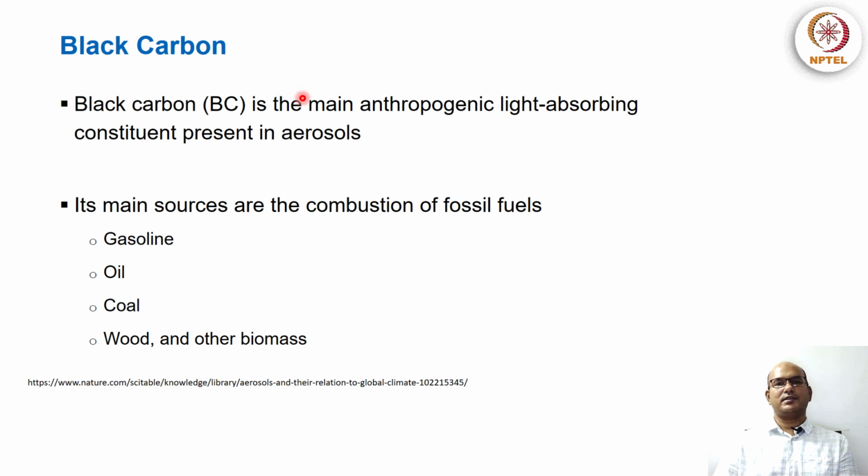Black carbon is mainly an important anthropogenic light absorbing constituent of aerosols, and the main sources, as we would guess, are combustion of fossil fuels, because basically fossil fuel is carbon. Different types of fossil fuel burning, and varying degrees of their burning, will lead to different amounts of black carbon emissions to the atmosphere.